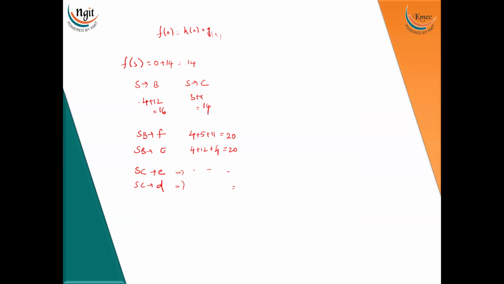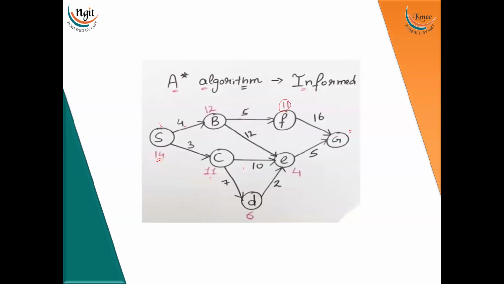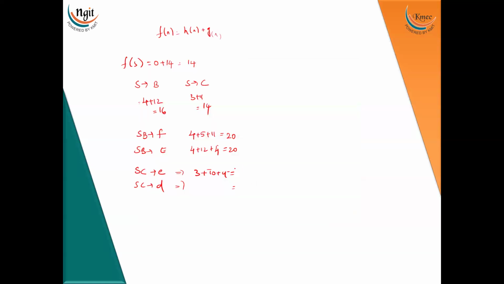That is 3 plus 10 plus 4, 3 plus 7 plus 6. 3 plus 10 plus 4, it is 17. So, 3 plus 7 plus 6, it is equal to 16. So, out of all these paths, we have 16 as the least. So, we are going to follow this path. That is, now we are going to take the path SCD.